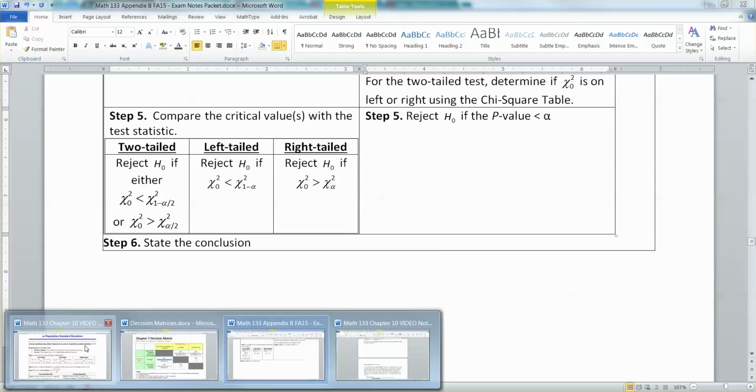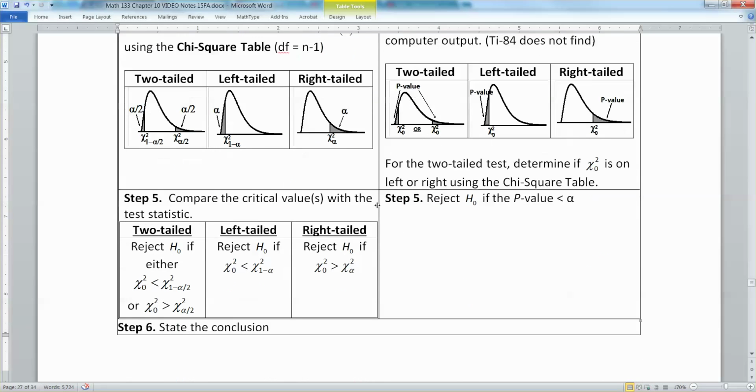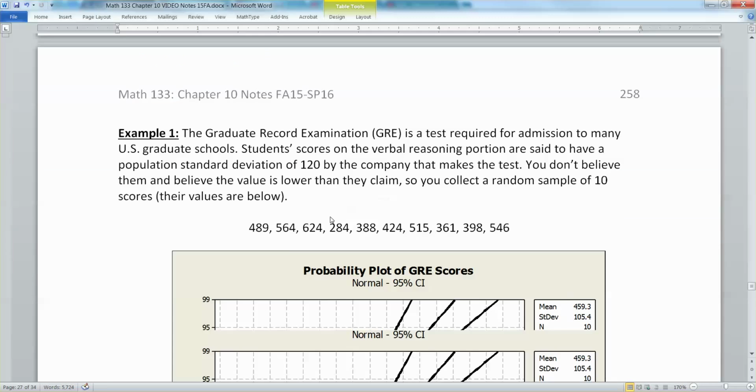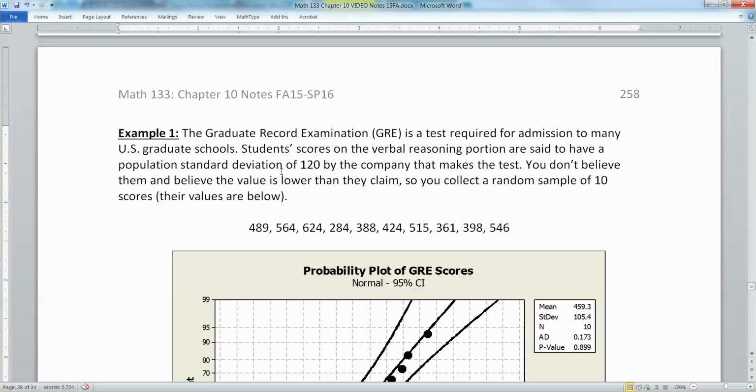All right, so let's do a problem here. Oops, I have to go back to the notes right here. There they are. So we're going to do this problem right here. The graduate record examination, the GRE, is a test required for admission to many U.S. graduate schools. For example, I myself took it when I went off to graduate school at Michigan State University. As a matter of fact, same university I went to for my undergraduate, but I had to take the exam first. So student scores on the verbal reasoning portion are said to have a population standard deviation of 120 by the company that makes this test.